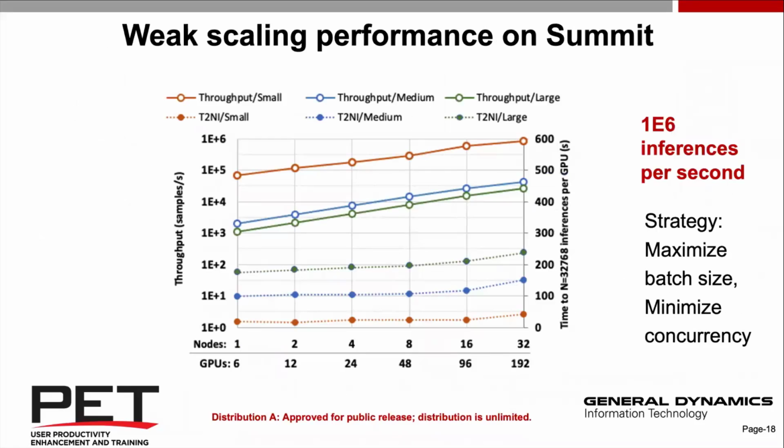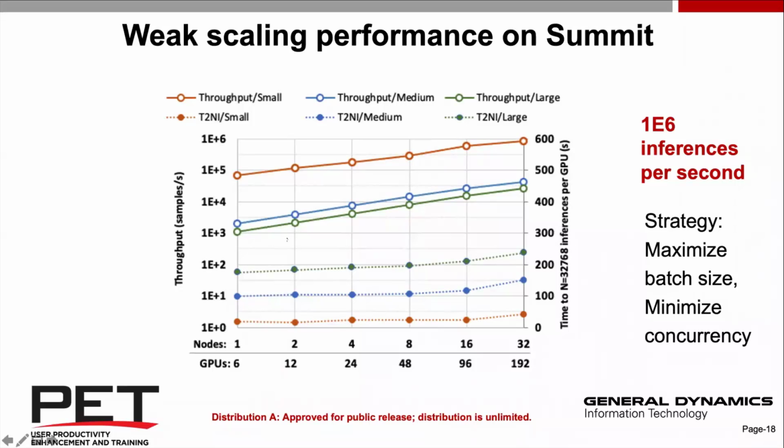From the previous studies, we found that the real strategy to get good performance, especially with TensorFlow Serving and gRPC, is to use the maximum batch size we can and minimize the concurrency, so in this case using a concurrency of 1. So I did a study of how large a batch size each of the models could handle. For our smallest model, we went up to a batch size of 262,000. For the medium model, the batch size was 2,048. And for the largest model, the batch size was 1,024.